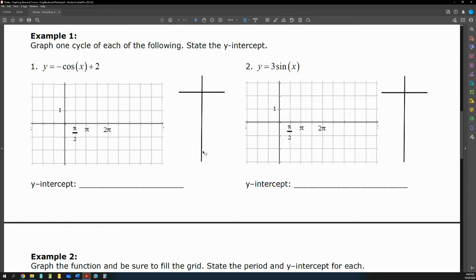Okay, let's go ahead and try number 1, which is y equals the negative cosine of x plus 2. So we're going to do another table of values, x, y, and I'm going to choose my quadrantals again. I'm going to say 0, pi halves, pi, 3 pi halves, and 2 pi. So if I plug in 0, we have y is equal to negative cosine of 0 plus 2. Well, I know the cosine of 0 is 1, so we have y equals -1 plus 2 is 1.